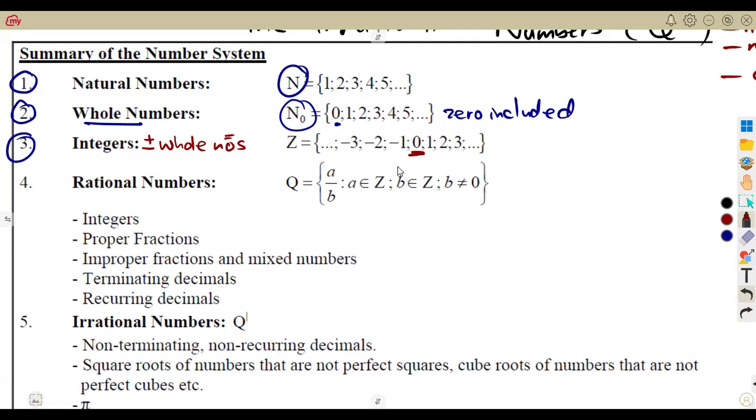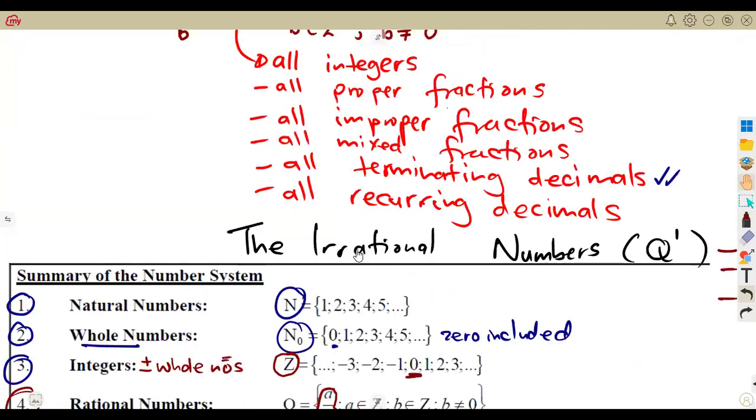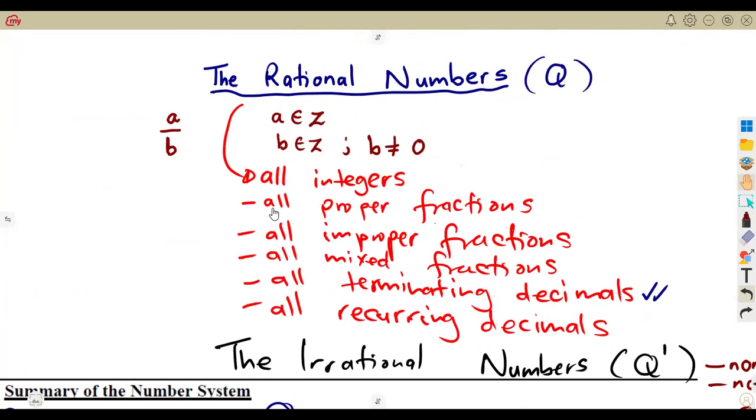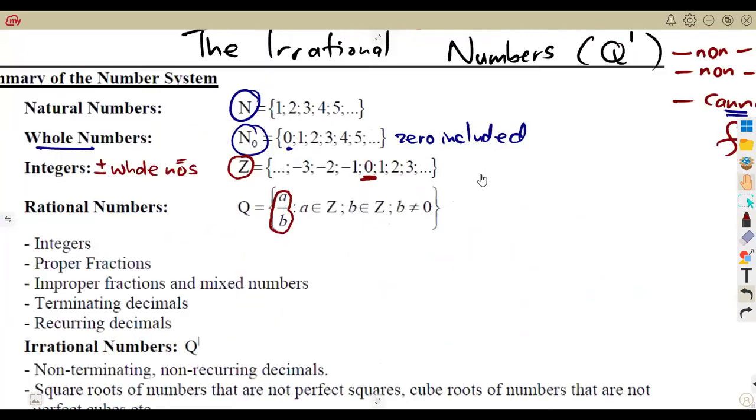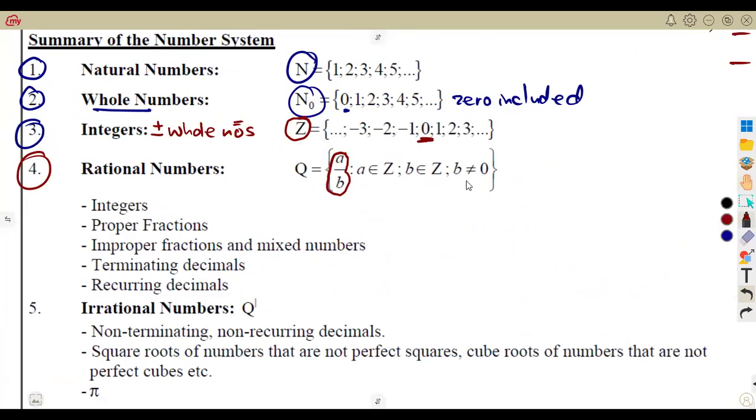All right, then the rational numbers, those are the ones that I was talking about, can be written in the form of A over B. So take note, this is the letter Z for integers. Then this Q corresponds to what? Rational numbers. So the letter Q for the rational numbers. They can be written in the form of A over B, where A and B are integers and B cannot be equal to 0.